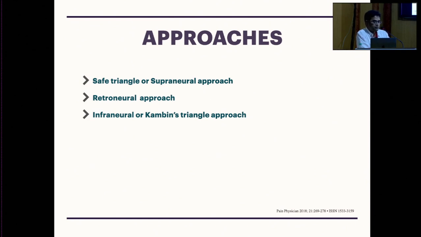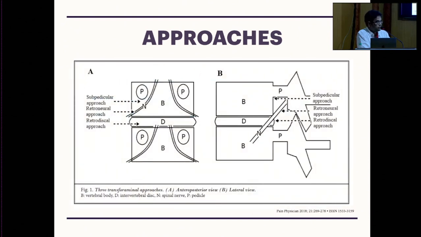There is the safe triangle approach, the supraneural approach, that means the injection is above the nerve, the retroneural, and the infraneural or Kambin's triangle approach. In this case you see, once you do the oblique view, the nerve root in this foramen. The first is the subpedicular, just below the pedicle, above your nerve root, that is the supraneural injection. Second is the retroneural, if the needle is on the posterior side of the nerve. And the lower one is the retrodiscal, or infraneural, which we do normally for transforaminal injection in this case.